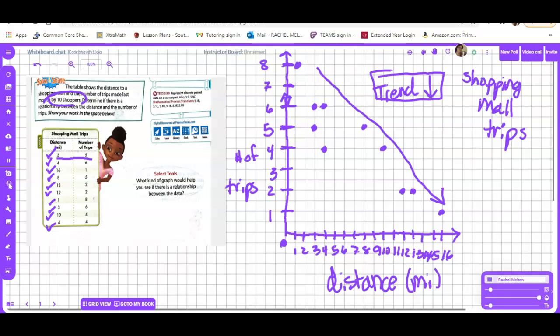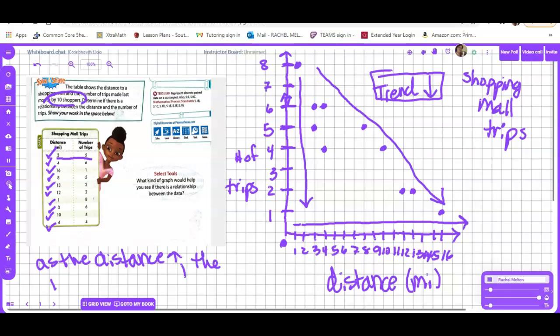So what that tells me is, as the distance increases, the number of trips goes down. The number of trips decreases. Okay, that's the relationship there in that scatter plot.